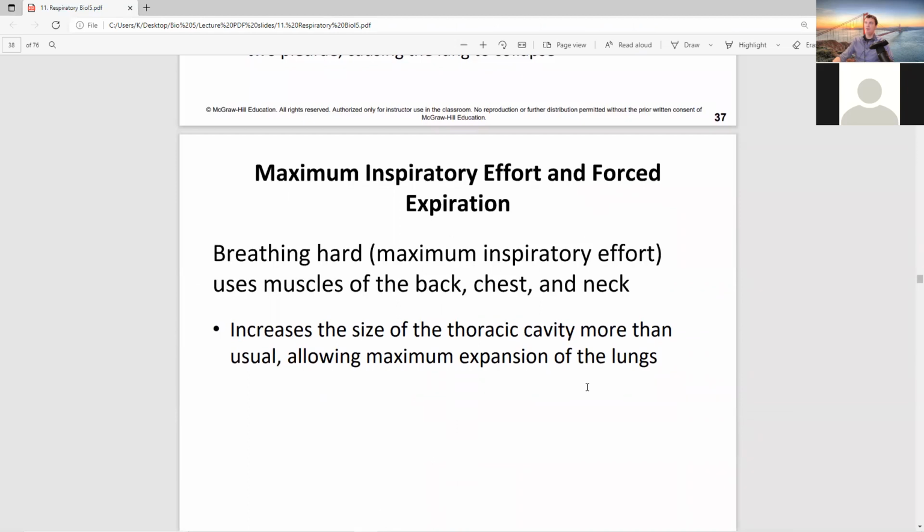So, maximum inspiratory effort and forced expiration. Breathing hard, or maximum inspiratory effort, uses muscles of the back, chest, and neck, and increases the size of the thoracic cavity more than usual, allowing maximum expansion of the lungs.